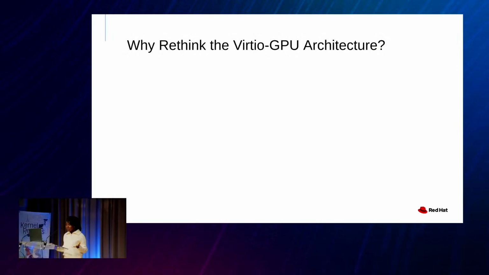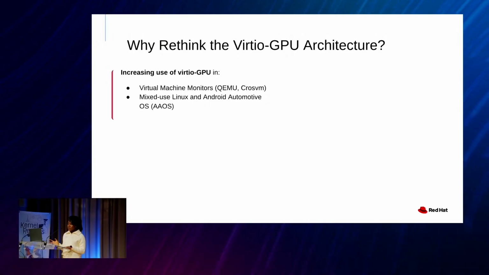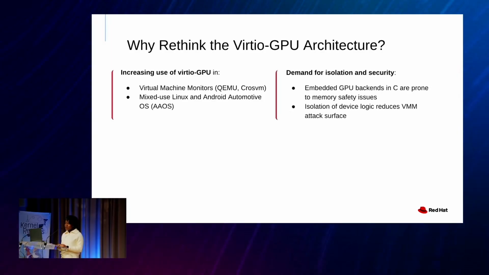So why rethink the Virtio GPU architecture? Recently, we've been seeing a broader adoption of Virtio GPU from Rust VMMs like QEMU and Crosvm to Linux and Android automotive systems, and with that comes an increase in complexity. And secondly, for us, security is a concern because many backends are written in C, and that could be unsafe. And isolation of the GPU device logic helps us to reduce the VMM's attack surface.